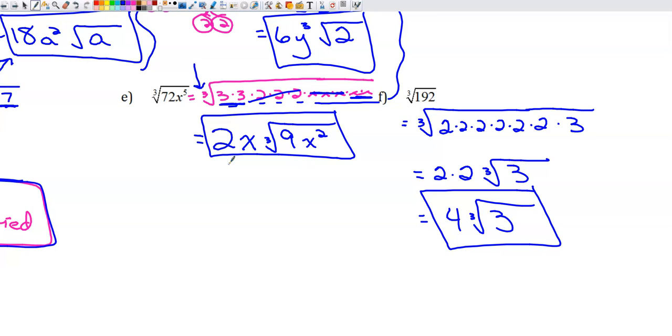In this last one, holy lots of 2's. 1, 2, 3, 4, 5, 6. Well, I'm looking for triplets. 1 2 comes out. Another 2 comes out. Lonely 3 left inside. And 2 times 2 is 4. Don't forget your little cube root.